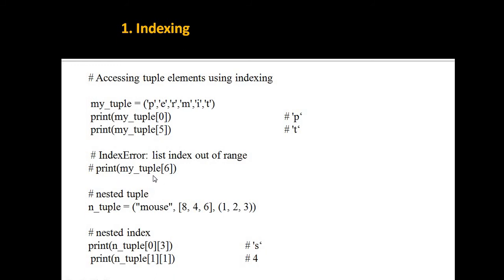When you print my tuple 6, it will give you an error because the index is always less than the number of elements. So 6 is out of range. 0, 1, 2, 3, 4, 5, it will go up to 5. Nested tuple: when you want to declare a tuple within a tuple or a tuple within a list, something like that. So it is an example of a nested tuple.